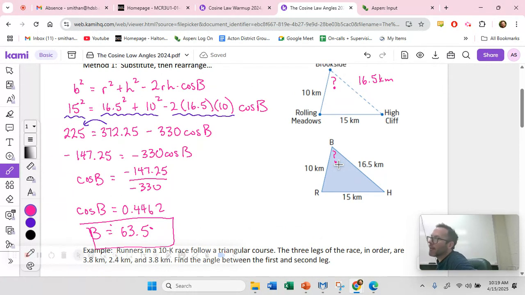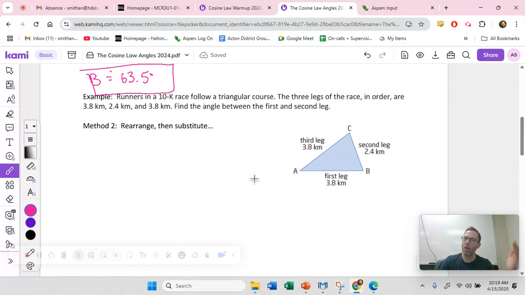I don't know anybody that actually likes doing that. It's a pain because every single time you want to find a side, you've got to plug stuff in, do some calculator work, and rearrange. It's a lot of work. The alternative is to find a version of the cosine law that helps us find angles, that we can just use and plug and play, and it gives us our answer in a more direct manner. So that's how we'll do the next one.